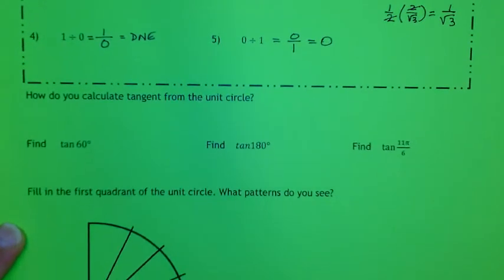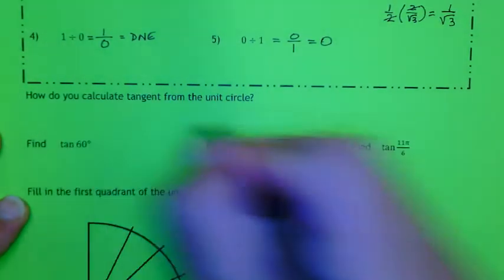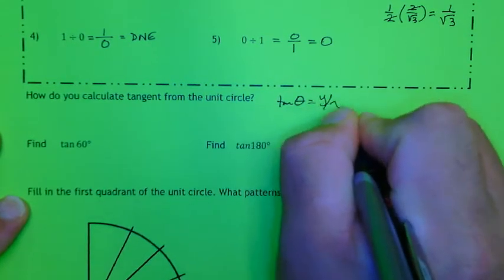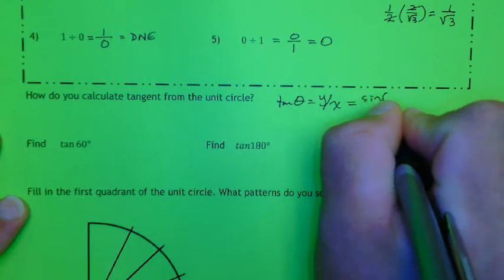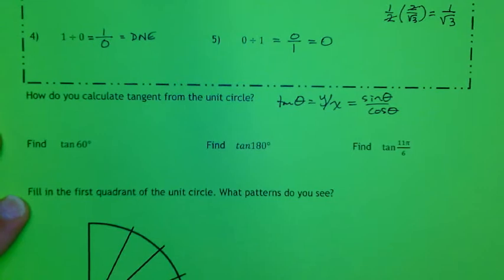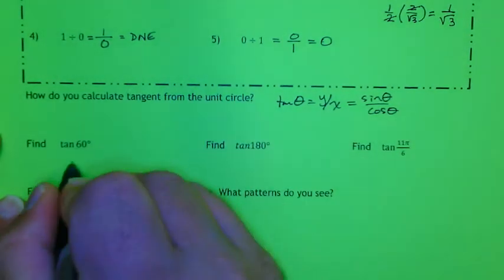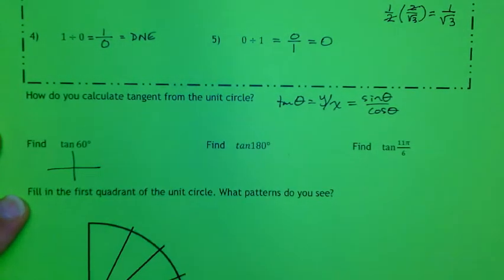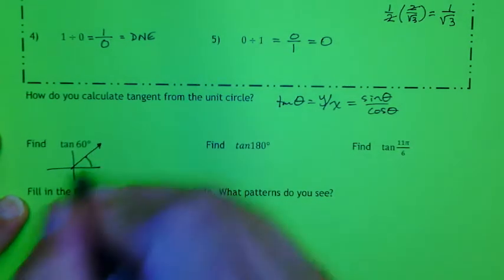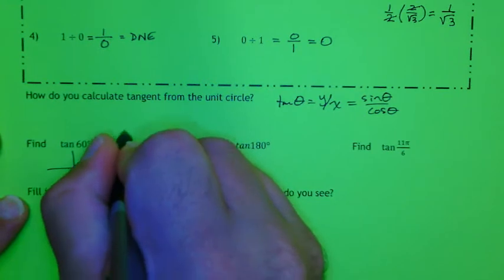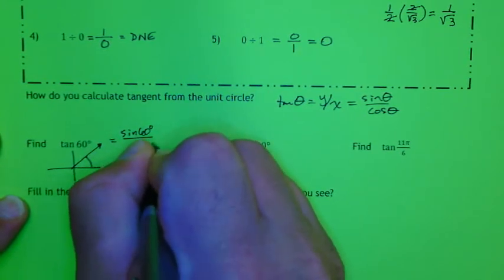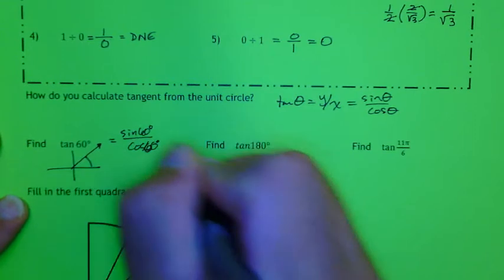So how do we calculate the tangent from the unit circle? Remember that the tangent of theta we can think of as y over x, which we can think of as the sine of theta divided by cosine of theta. Okay, so 60 degrees, if we think of where 60 degrees is, that's in the first quadrant, right? So I know it's going to be the sine of 60 degrees divided by the cosine of 60 degrees.